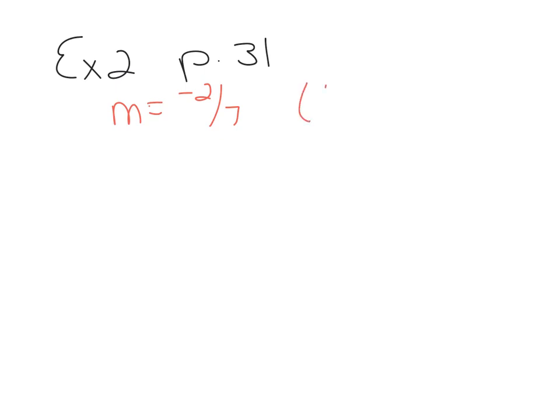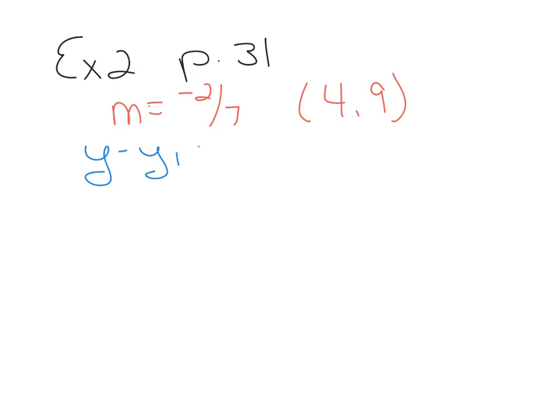All right, example 2 is a similar question. Example 2 is on page 31, and it says find the equation of a line that has a slope of -2/7. So this time our slope is -2/7 and runs through the point 4, 9. And we're going to use that point slope formula again. So I'm going to write it out for us.